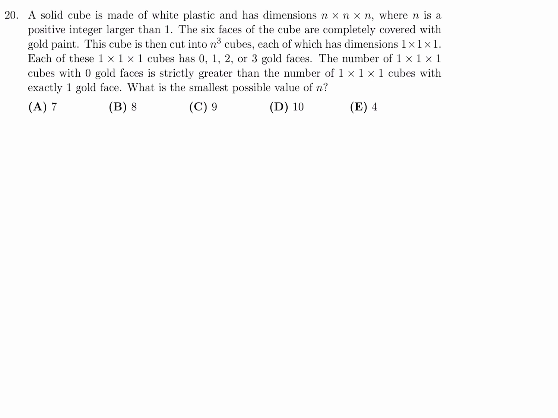A solid cube is made up of white plastic and has dimensions n times n times n, where n is a positive integer larger than 1. The 6 faces of the cube are completely covered with gold paint. This cube is then cut into n cubed cubes, each of which has dimensions 1 times 1 times 1. Each of these 1 times 1 times 1 cubes has 0, 1, 2, or 3 gold faces. The number of 1 by 1 by 1 cubes with 0 gold faces is strictly greater than the number of 1 by 1 by 1 cubes with exactly 1 gold face. What is the smallest possible value of n?